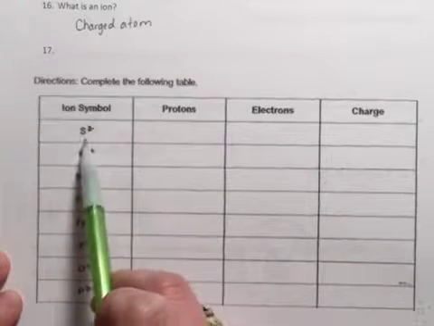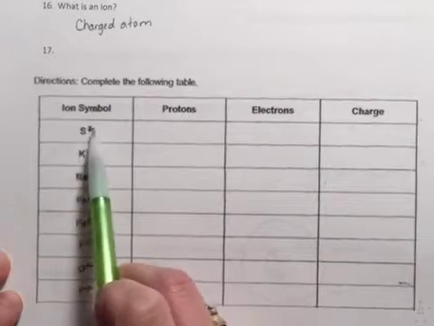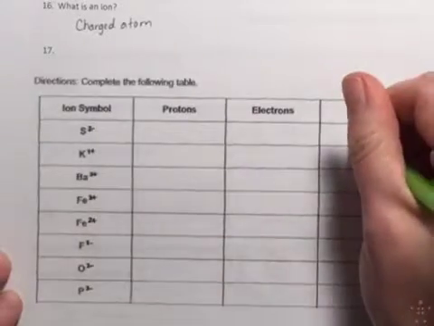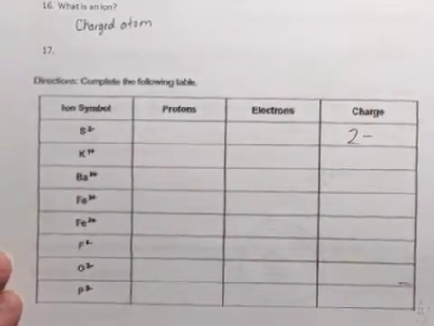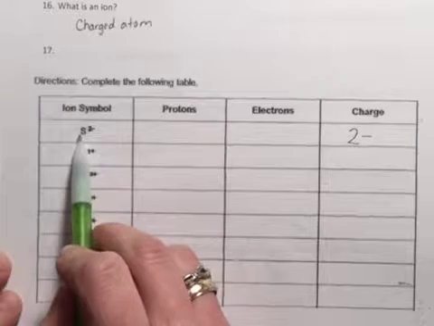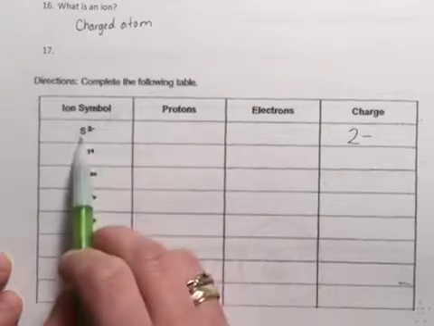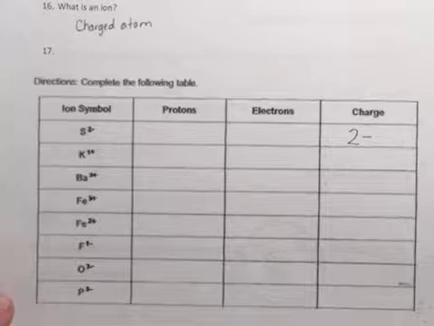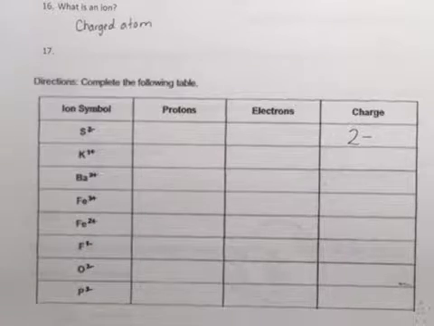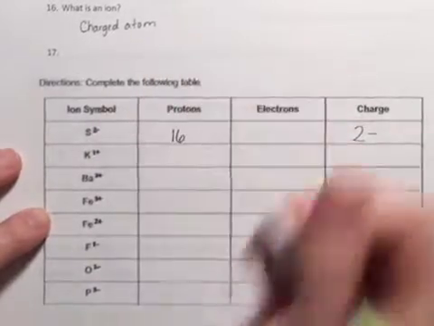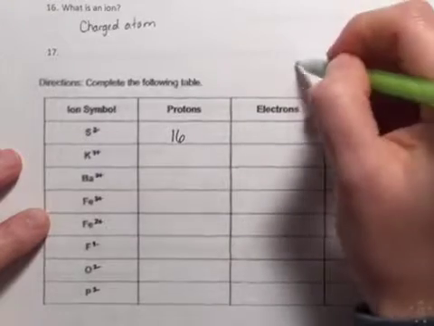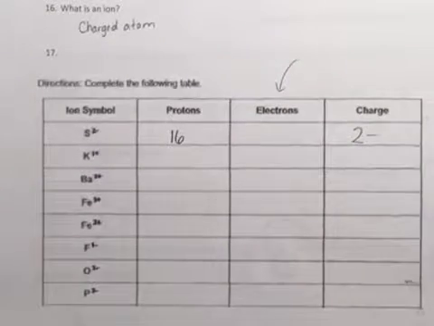It has that actual symbol. So this is sulfur with a 2- charge, so I can go ahead and write that in there. And since I know it's sulfur, I know how many protons it has just by looking at the periodic table. Sulfur is number 16, so that's automatic. So all I have to do is decide whether this ion has gained electrons or lost them.